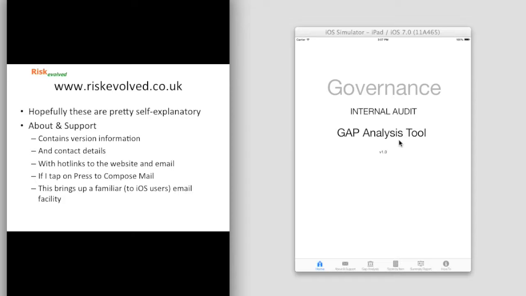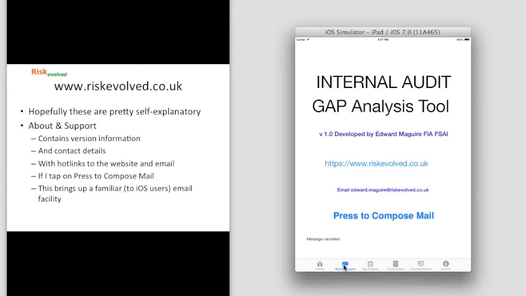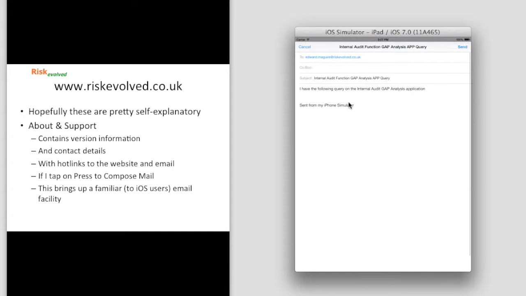So hopefully the menu items are pretty self-explanatory as to what they do. The About and Support section has contact info. You can click on the website link and that will bring up the website, and tap to compose an email, as so.